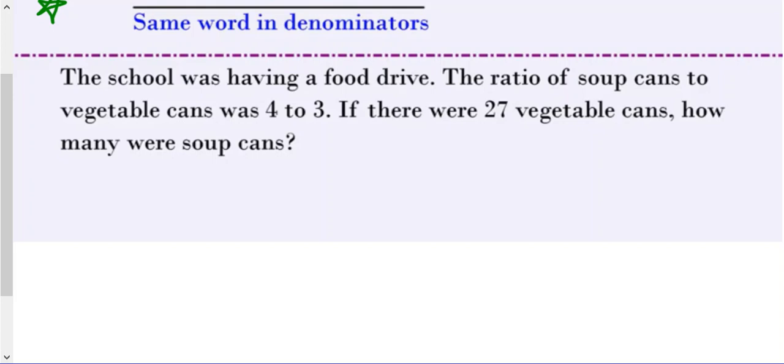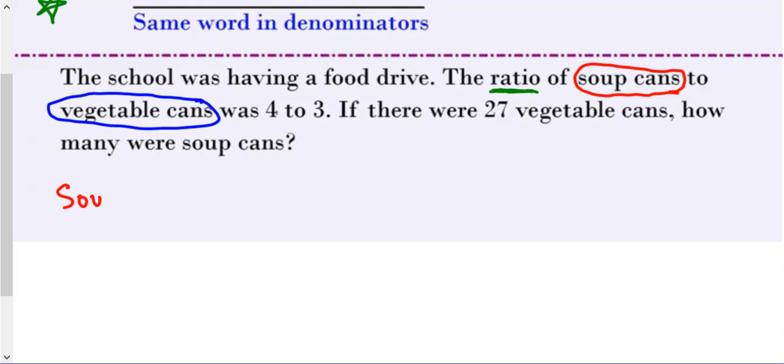Okay, so first thing, we got some information that we need to pay attention to. First, we're talking about ratios. We're using ratios, and the first units that they give us are soup cans. So that's going to be on top, and then we also got vegetable cans, which is going to be in the denominator. So if we set it up now, we get soup cans over vegetable cans. So I'm just going to write veg.